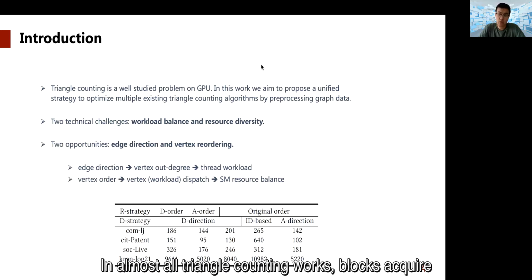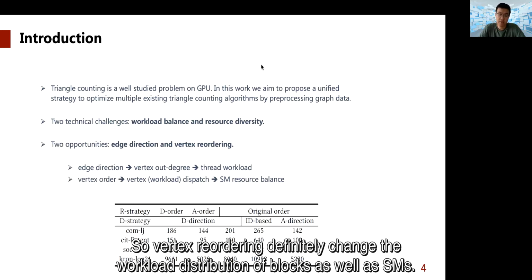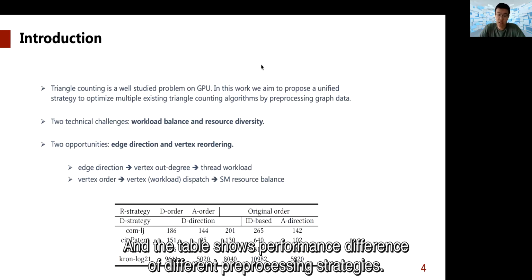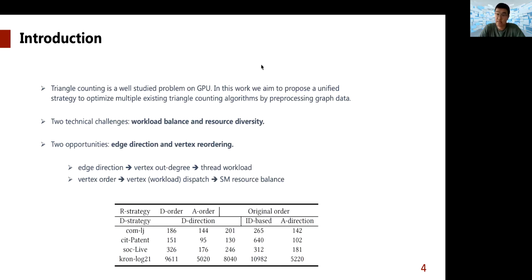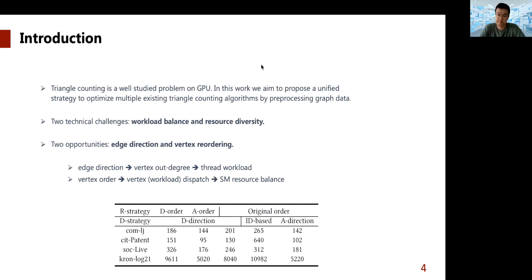In almost all triangle counting works, blocks acquire consecutive vertices as workloads. So vertex reordering definitely changes the workload distribution of blocks as well as SMs. And the table shows the performance difference of different pre-processing strategies. As we can see from the table, the same datasets have different performance under different pre-processing methods, which shows that a better pre-processing method is necessary.